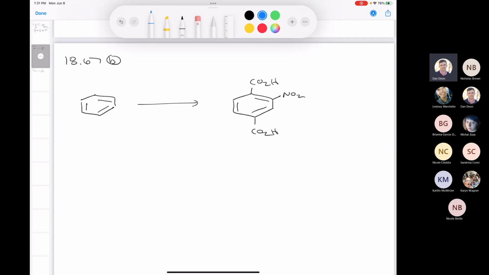So let's turn up the heat then. Turn up the juice, and let's try this one, 18.67b. I thought this one was a pretty neat one because it's the same problem as before, except now you've got two carboxyl groups. You had this and this before, and now you throw another carboxyl group in there. So what's your mode of attack going to be?